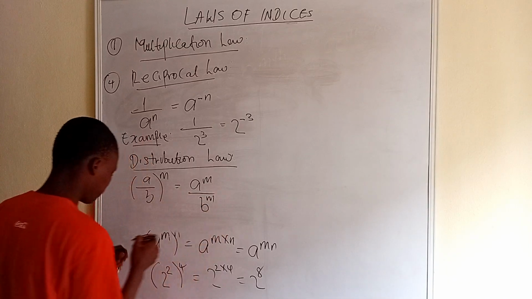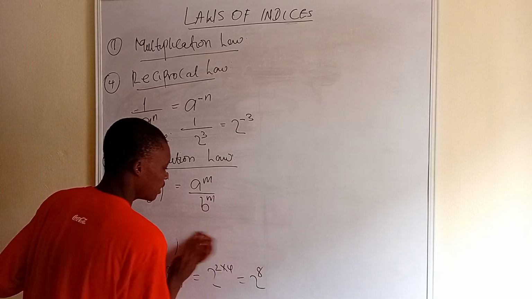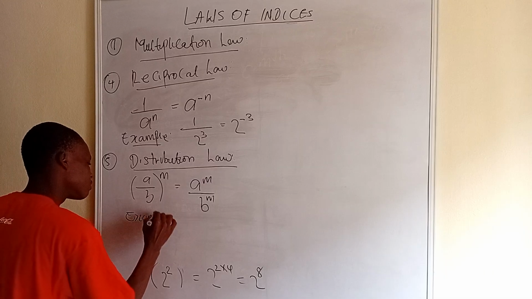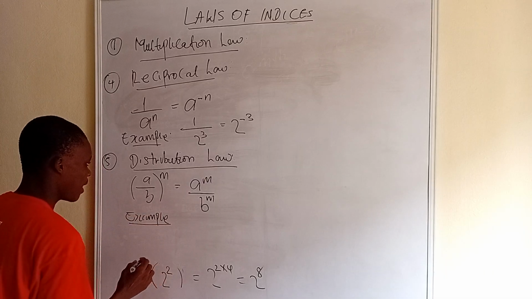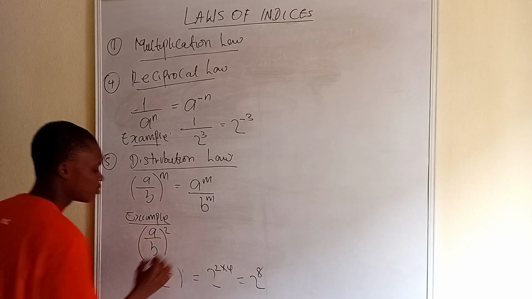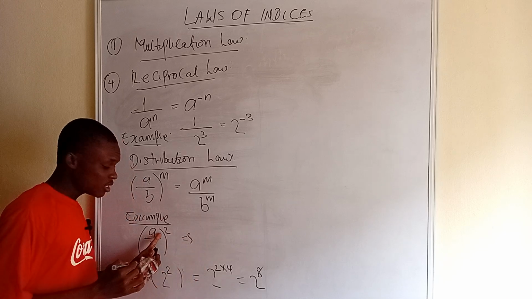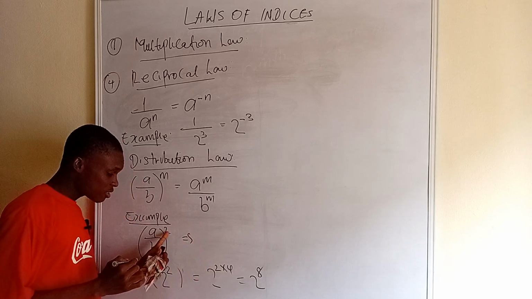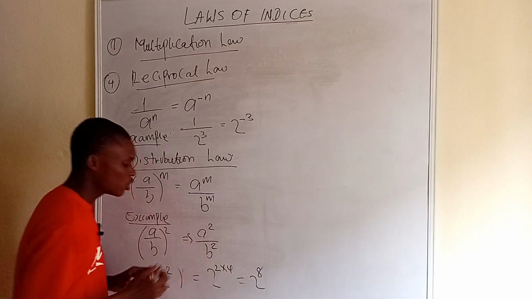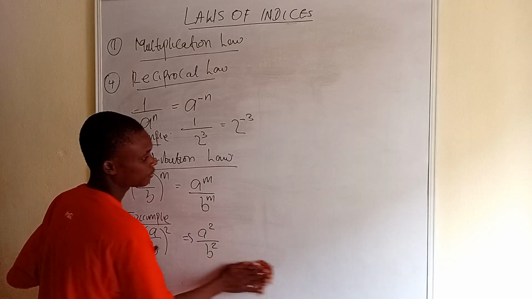So example, let's use it to solve this. If we have a all over b all to power 2, we are distributing it. Different factors of the bracket raised to a certain power, the power is distributed over the factors. So it becomes a squared all over b squared.